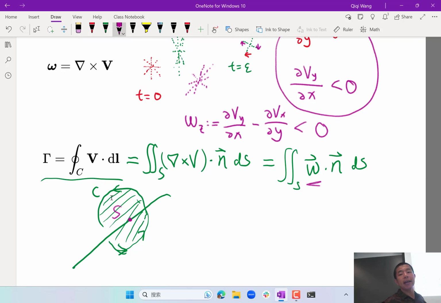So as a result, it doesn't really matter what kind of contour you draw. You can enlarge the contour a little bit, you can shrink the contour a little bit. As long as this contour goes around the vortex, you're going to get exactly the same circulation. And as a result of that, we usually use circulation gamma to denote the strength of a vortex. A small gamma means a weak vortex, a very large gamma means a very strong vortex.